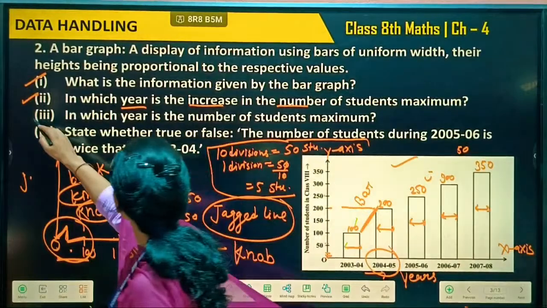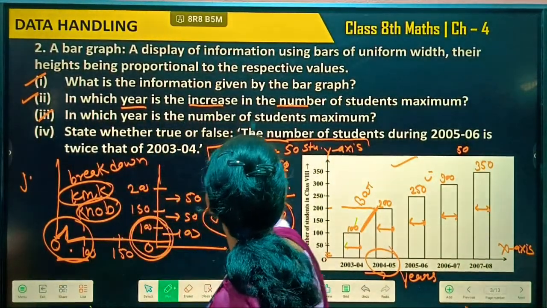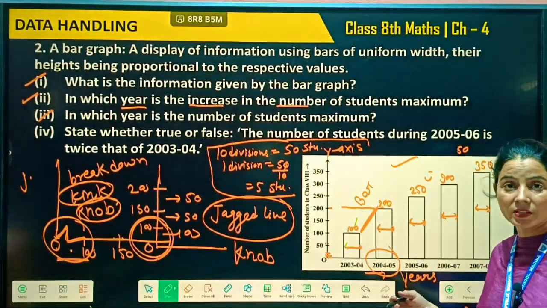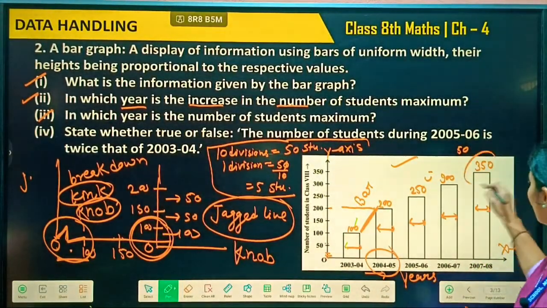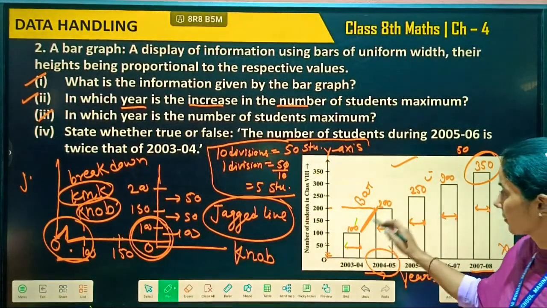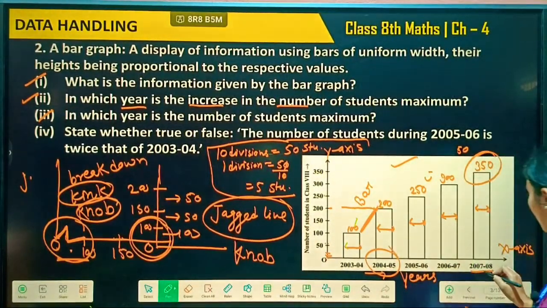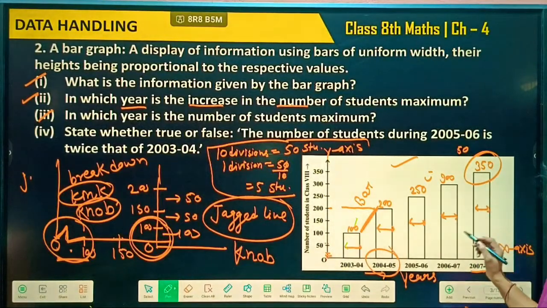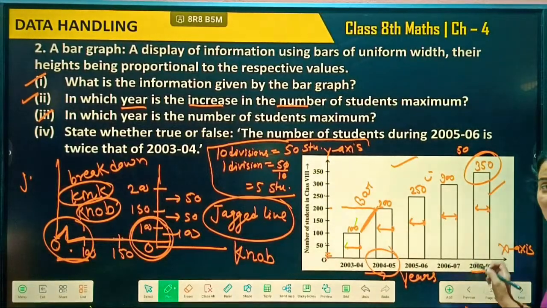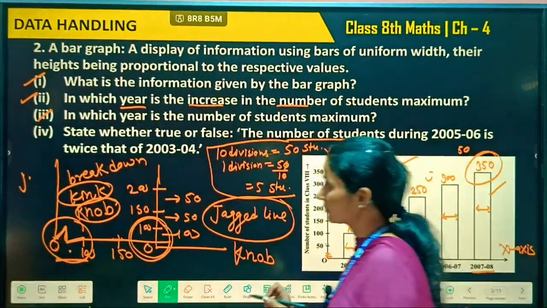Next is, in which year is the number of students maximum? In which year were the number of students maximum? Maximum students were in 2007 and 2008. This was the maximum increase, and this is the maximum number of students. Maximum number of students were in 2007 and 2008.